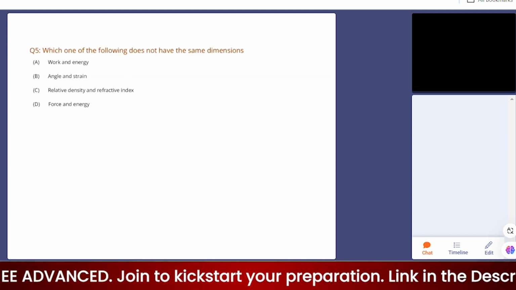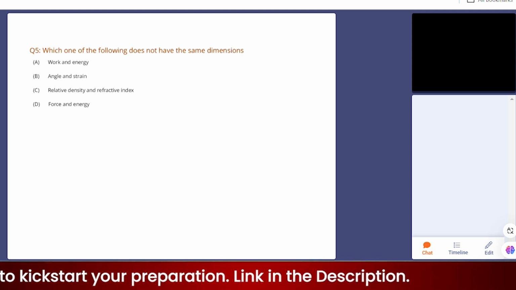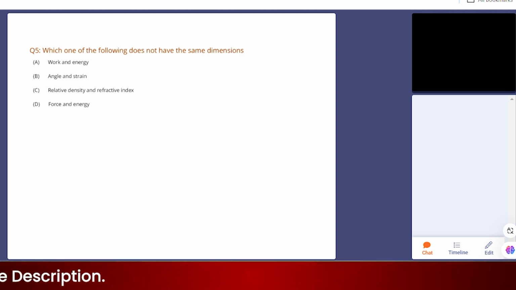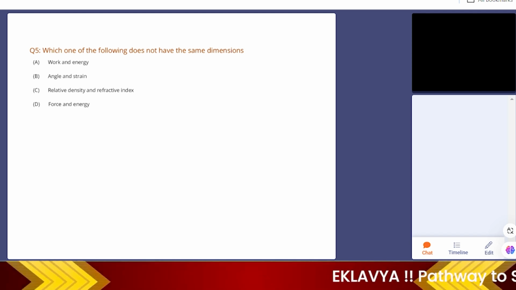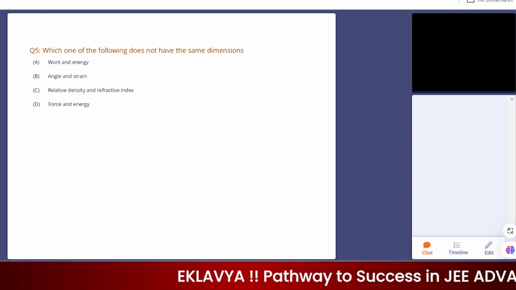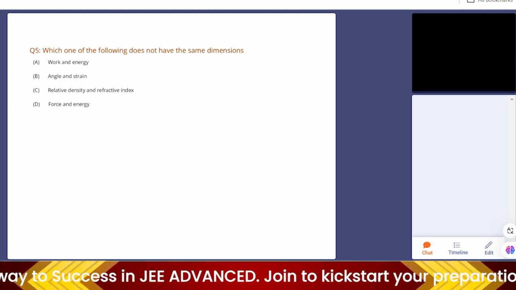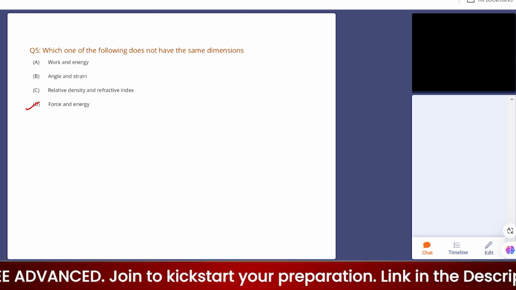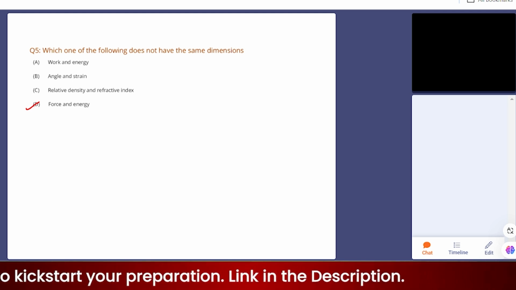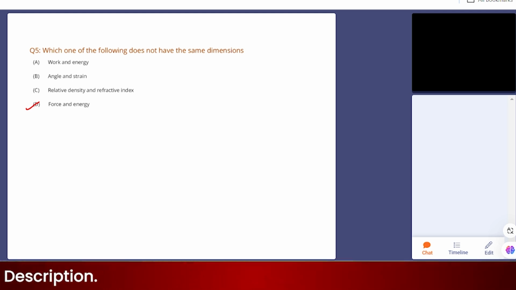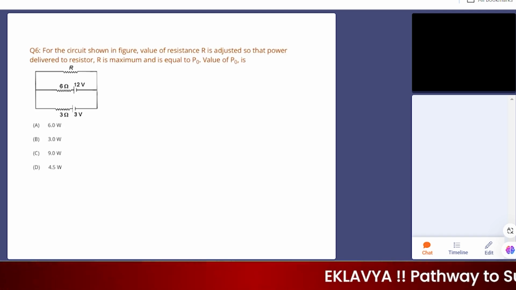Question 5. Which of the following does not have the same dimensions? Well, it's a pretty straight one. Work and energy have the same dimensions; units will be joule. Angle and strain are unitless and dimensionless. Relative density and refractive index, both are dimensionless again. Force and energy are the ones that do not have the same dimensions, because force units will go with Newton, whereas energy will go with Newton meter. That's why these both will not have the same units, neither will they have the same dimensions.